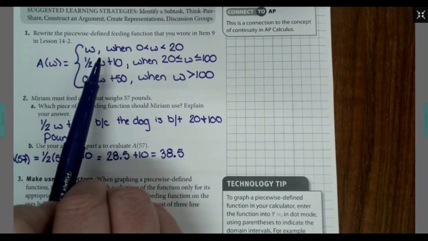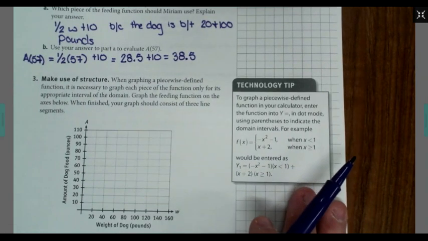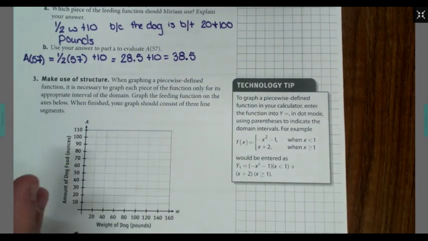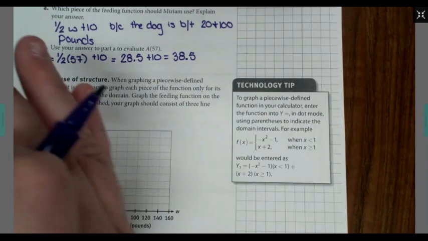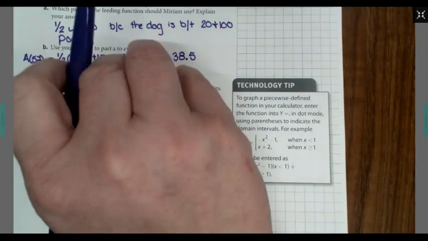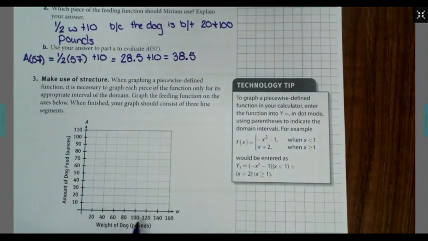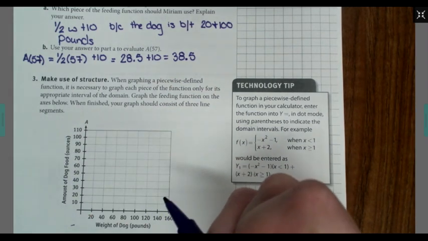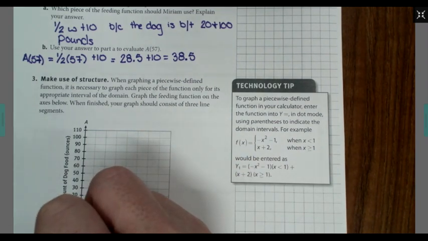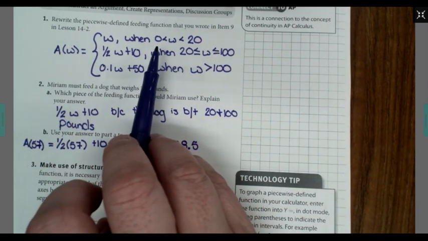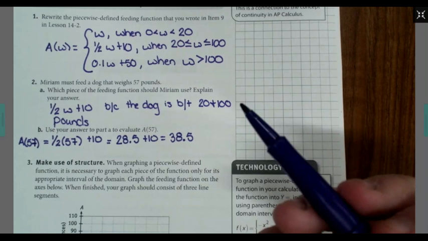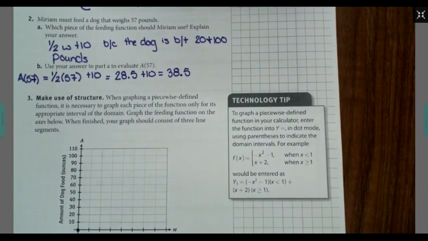A of W equals W from 0 to 20. Well, that would be a diagonal line going up 1 over 1, up 1 over 1. Pay attention because across the bottom, they go by 20s, but along the side, they go by 10s. Well, I know that if a dog is 0 pounds, the dog is going to get 0 ounces of food. I'm going to put that as an open circle because, well, I know that I can't technically have a 0 pound dog. Okay?